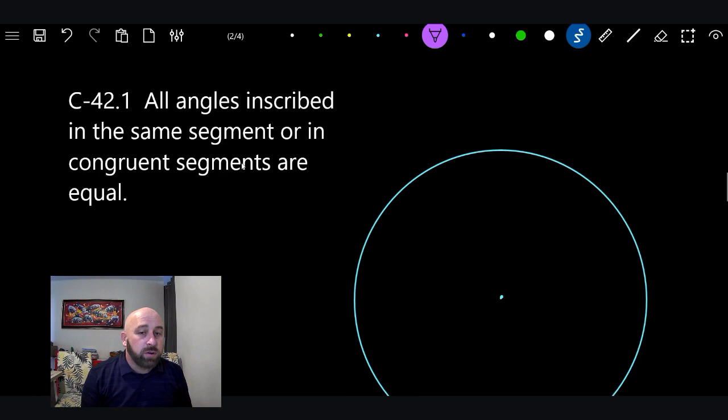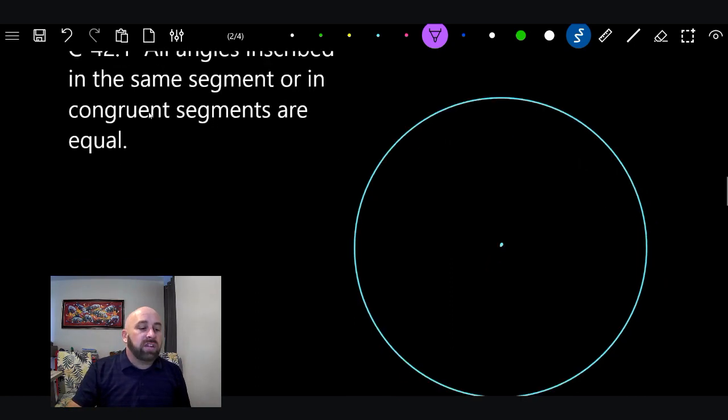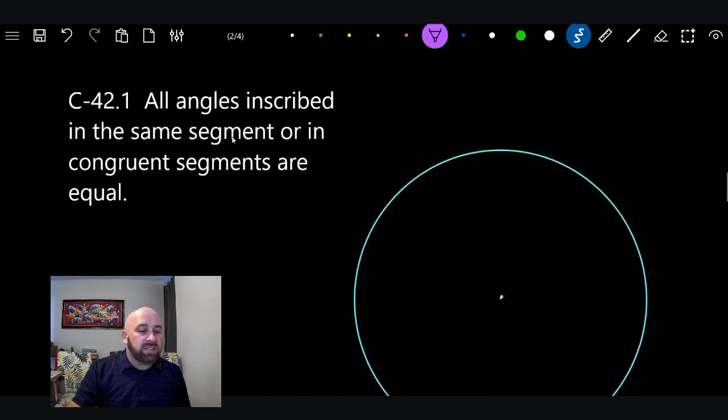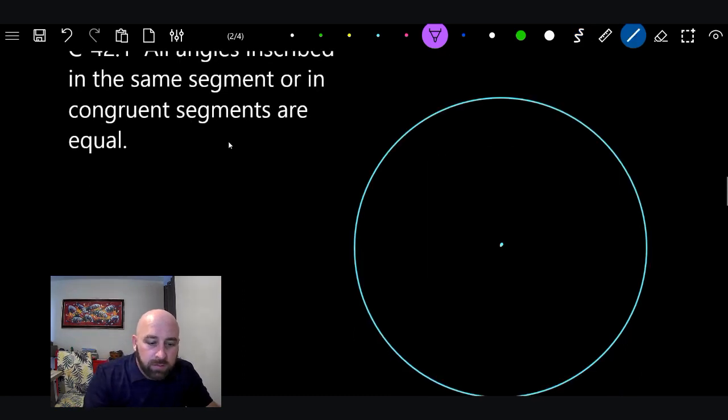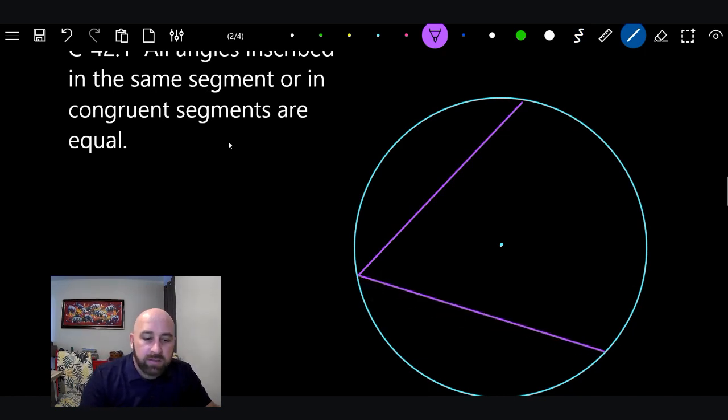Corollary 42.1. All angles inscribed in the same segment or in congruent segments are equal. Interesting. So what does that mean? Well, let's inscribe an angle. Let's take a look at it. It doesn't matter where we inscribe the angle. We'll inscribe it like this.